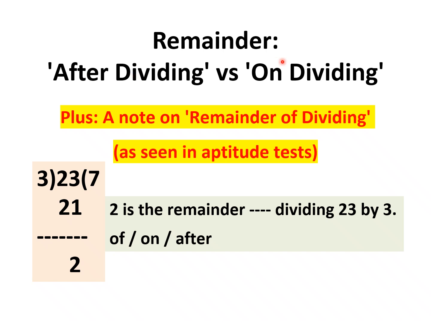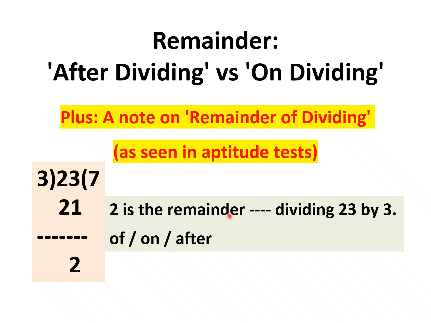Welcome to the session. Now, which is the correct use? Remainder after dividing or remainder on dividing? Suppose 23 is divided by 3. You get 7 as a quotient and 2 as a remainder.